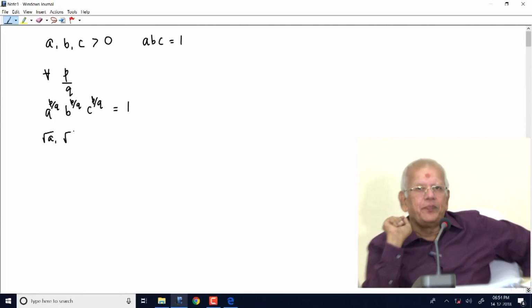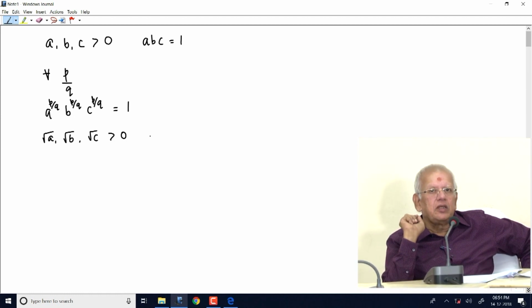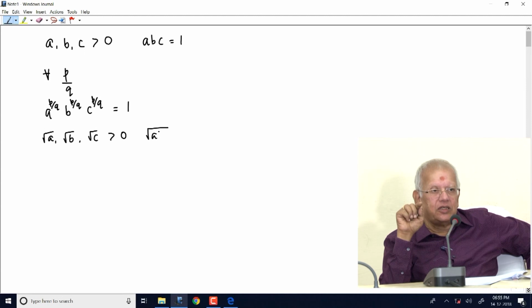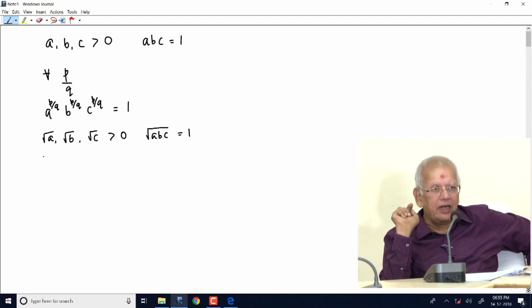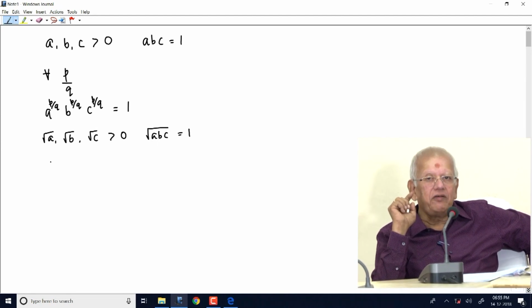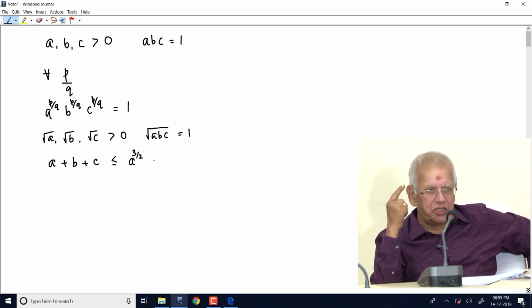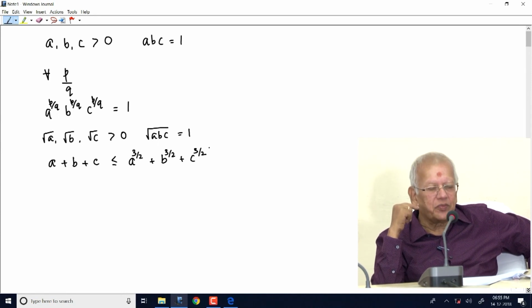See, the observations you have made are all very good observations. If you look at root A, root B and root C, they are all positive. And not only that, their product root A, B, C is again 1. So if the problem were to be true, then we should have root A square, that is A plus B plus C, less than or equal to A power 3 by 2 plus B power 3 by 2 plus C power 3 by 2.